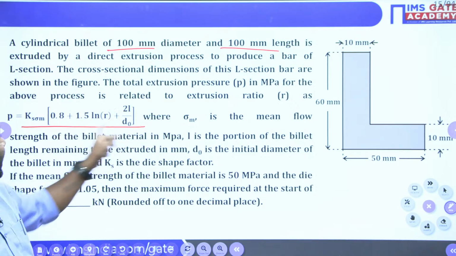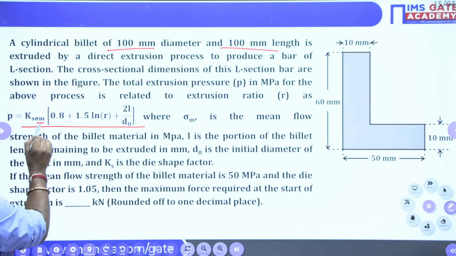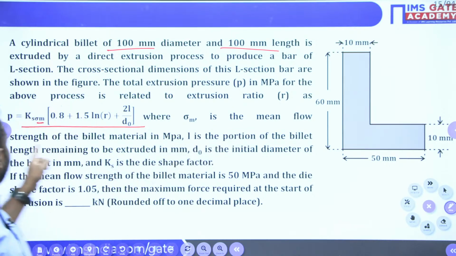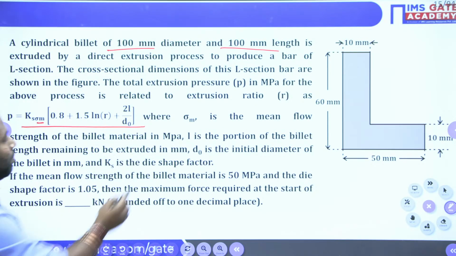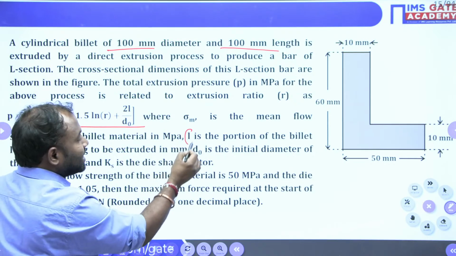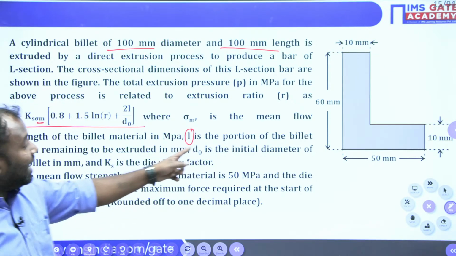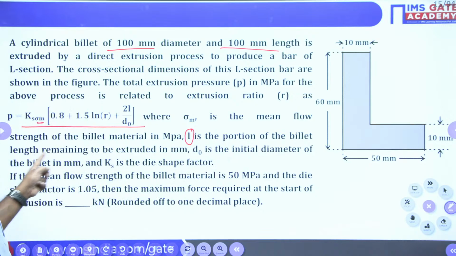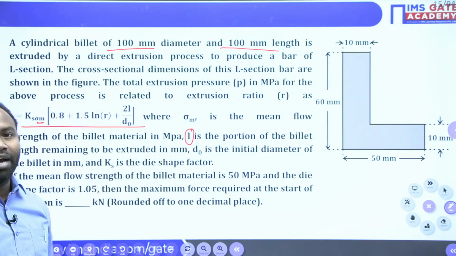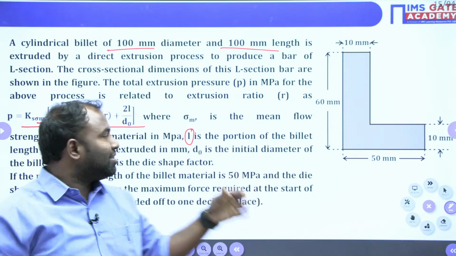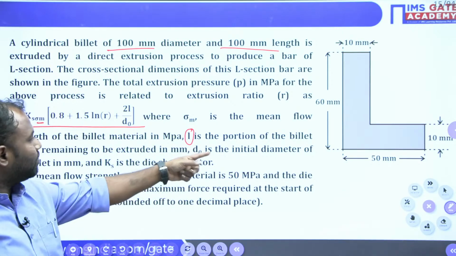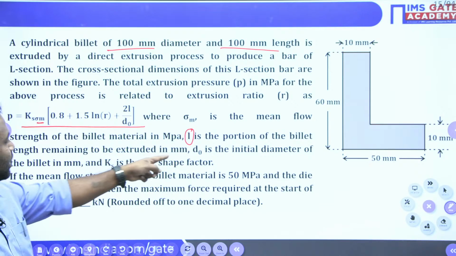Now where sigma m, this is sigma m. Sigma m is the mean flow strength of the billet material. Billet material means here workpiece material. Next, megapascal, and L, it is L, not 1 guys, it is L. L is the portion of the billet length remaining to be extruded in mm. That means before the extrusion process, what is the length? That is called L. Okay, now the portion of the billet length remaining to be extruded in mm.